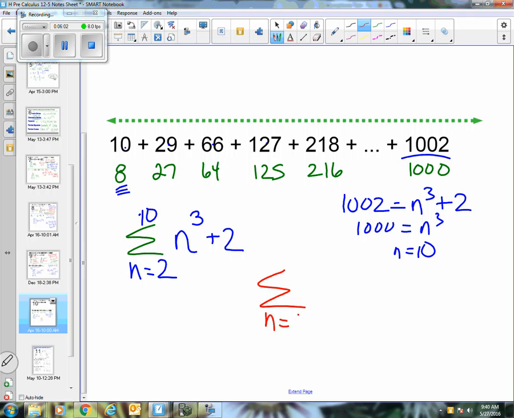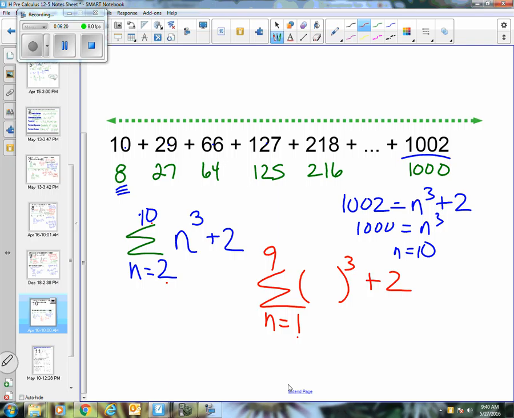What if I wanted to start at term number 1? How would my rule change? Well, if I started at term 1, that means I would have to end 1 less, so I'd be ending at term 9. I still have to cube something. This still has to be something cubed. And it still has to be adding 2 because it's going to be 2 off. But what would you have to do?